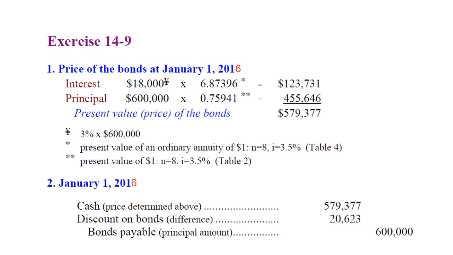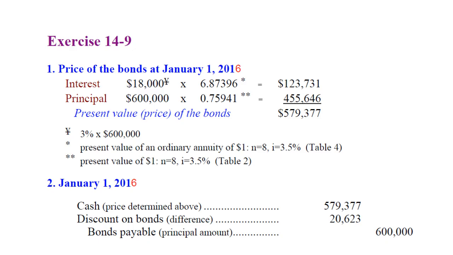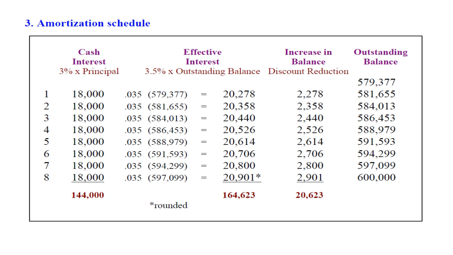Okay, perfect. Question number 3, prepare the amortization schedule to determine the interest and the effective rate of each period. So we will prepare the amortization table, as I explained before, as follows. First, the first column will be the number of payments. As we have 4 years semi-annually, it will be 8 payments. The second column will be the cash interest. It will be the stated interest times the principal, and we said this amount will stay the same for all payments.